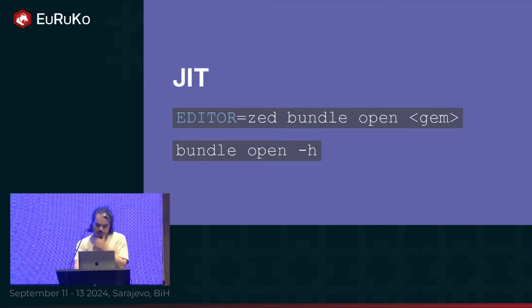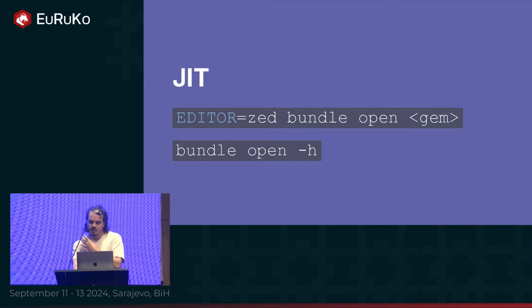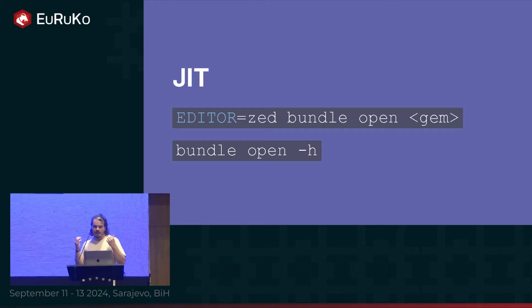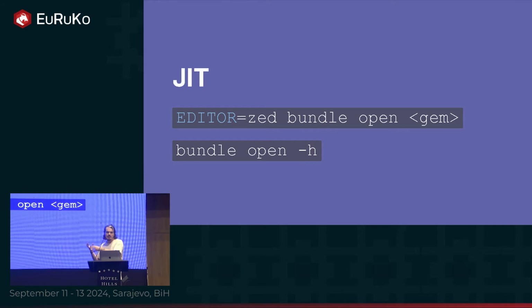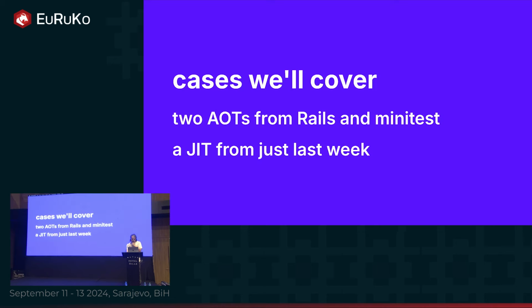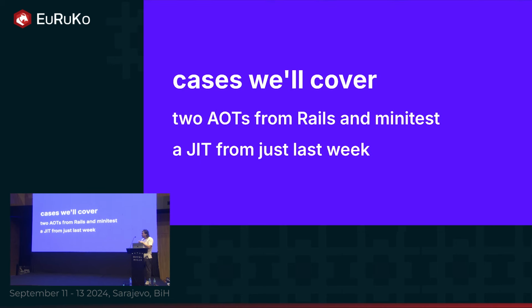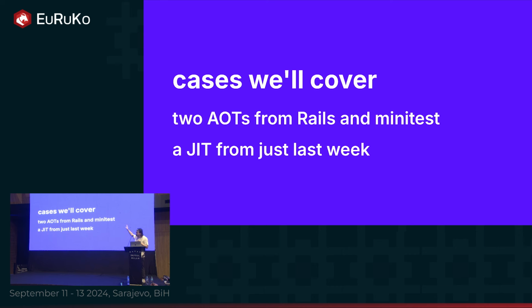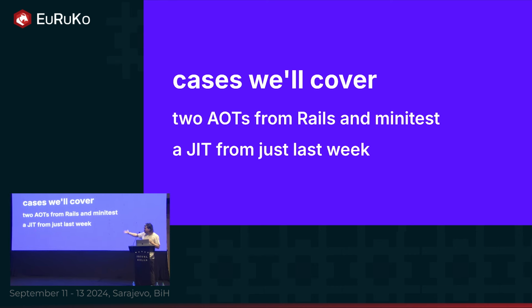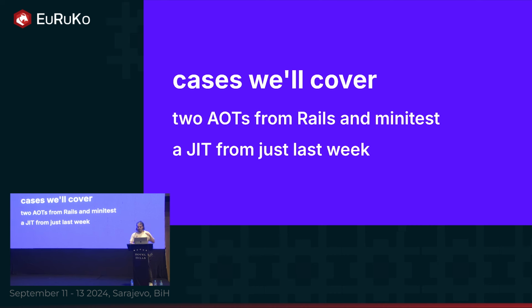Cool. See? And then the reason I use bundle open is because I'm usually doing the just-in-time reading where I want a specific version of the gem that I'm bundling because it's something in there that I'm trying to debug. So that's the reason for that. So today we'll cover 3 different cases, 2 ahead of time readings, one I did in Rails at one point, and something I learned from Minitest reading that. And then a just-in-time case that basically happened last week actually where I helped debug something.